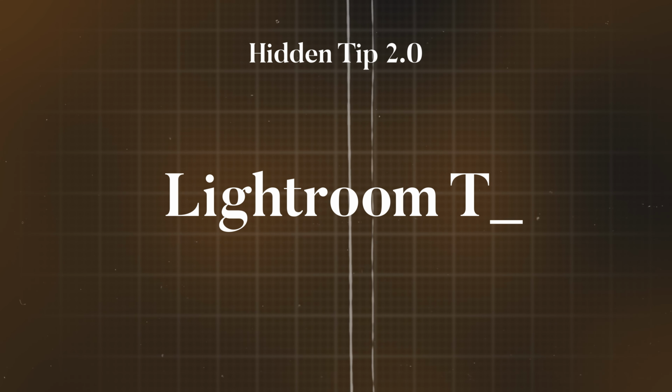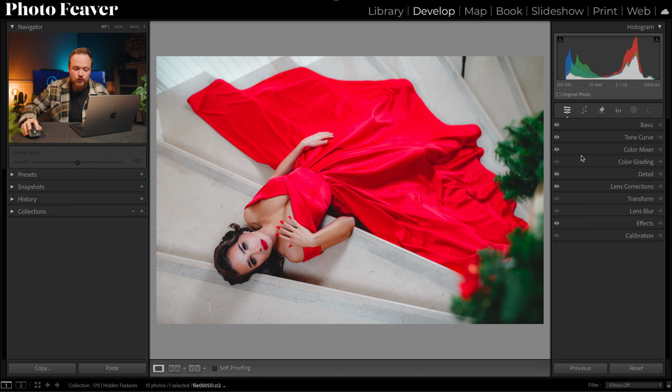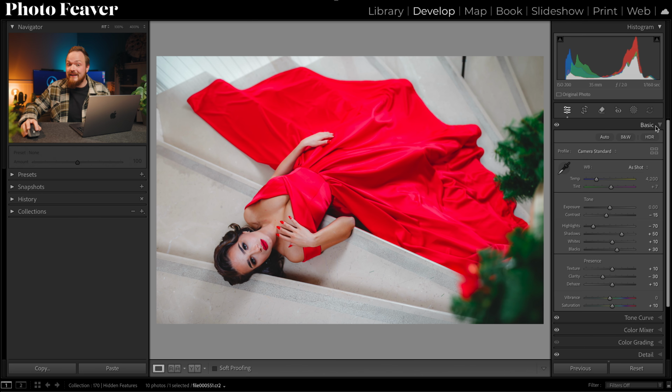Now, the second hidden feature isn't necessarily a hidden feature, but a lot of people don't really understand what it does or what it is or why it actually exists inside Lightroom. And I'm calling it the Lightroom triangles. Now, these triangles are found genuinely everywhere inside Lightroom. And basically all it does is it shows you information, and you can show it or hide it. Now you can see the little triangles on the right-hand side here. For example, all of mine are closed, which means the triangle is facing either left or right.